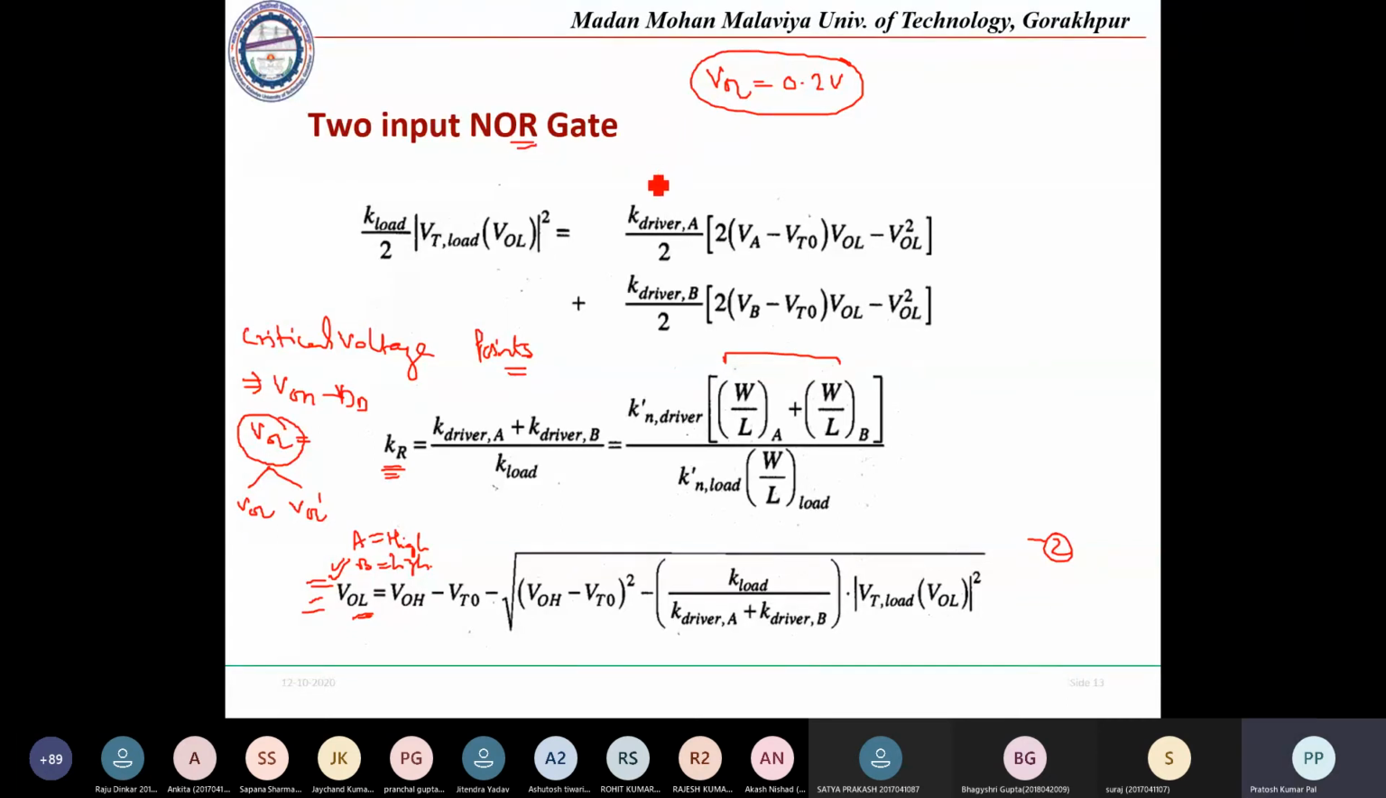Okay, so what equation should we use to equate VOL equal to 0.2 volt? Either equation 1 or equation 2. Are you getting the question? Actually, suppose a specification is given. Any design of a circuit starts with the specification.